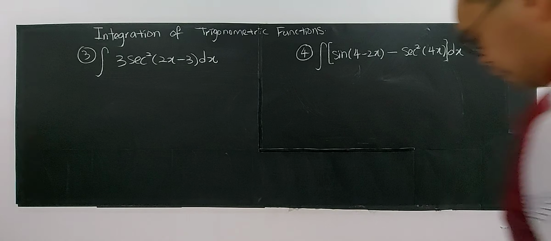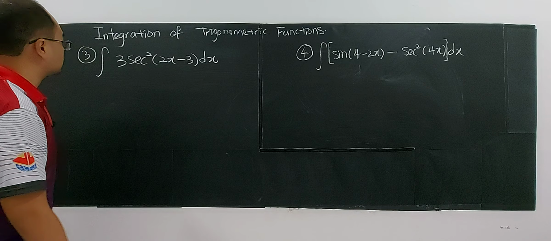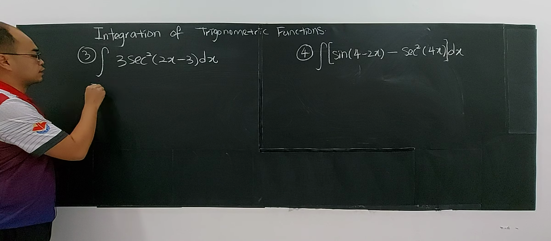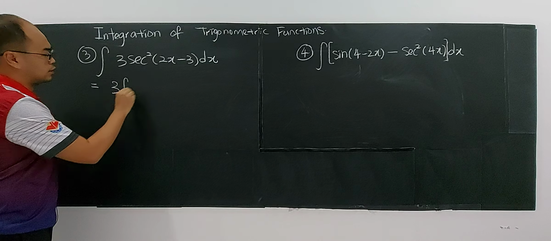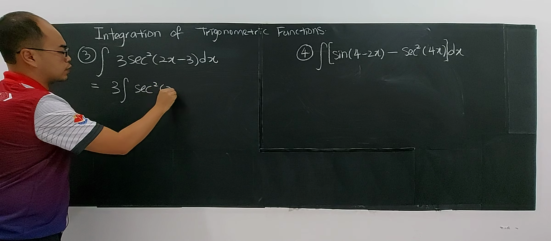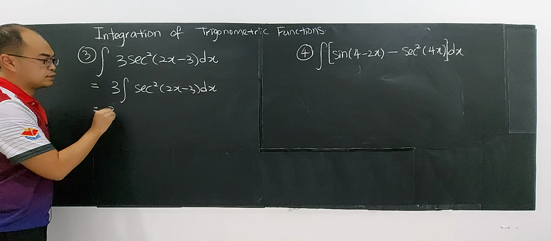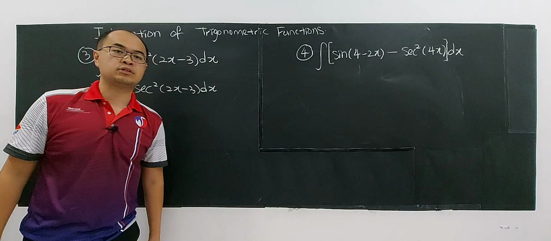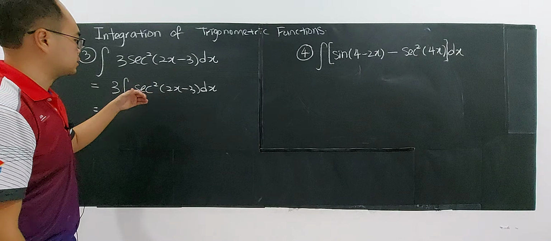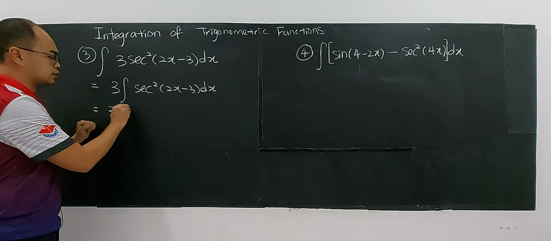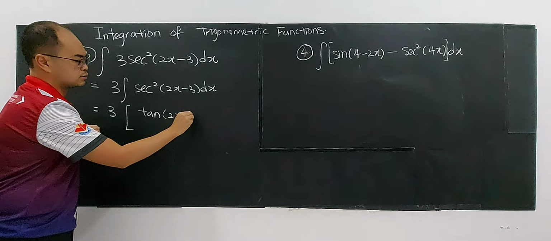Let's look at these two examples. Simple. Remember the formula: integrate sine, integrate cos, integrate secant square. I've taken the 3 out. I have the integral of secant square of 2x minus 3 dx. Because differentiating tangent gives secant square, when you reverse the process and integrate secant square, you get back tangent 2x minus 3.